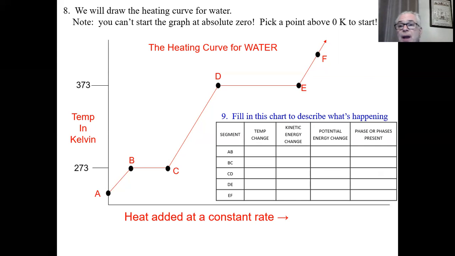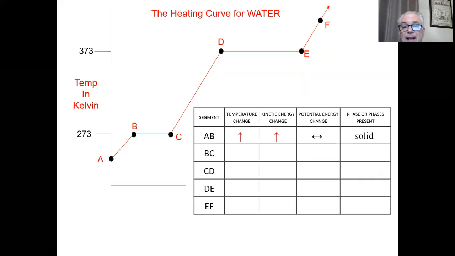We want to talk about what's happening on segment AB. What's happening to the temperature? What's happening to the kinetic energy? I want to talk to you about something called potential energy. And then I want to know what phase or phases is present from segment A to B. So segment A to B, let's just do this together. Segment A to B, the temperature is clearly going up. It starts out, we'll guess, 170 Kelvin. It goes up to 273. The temperature is clearly increasing.